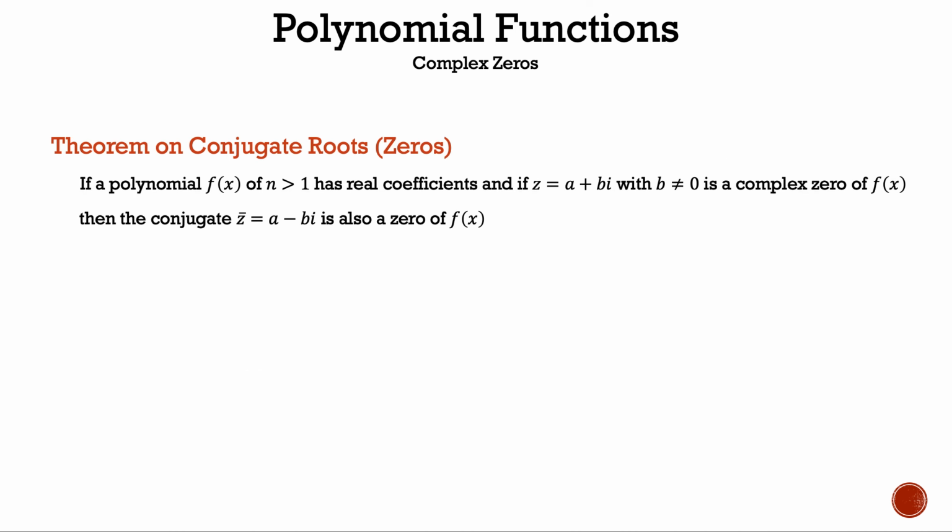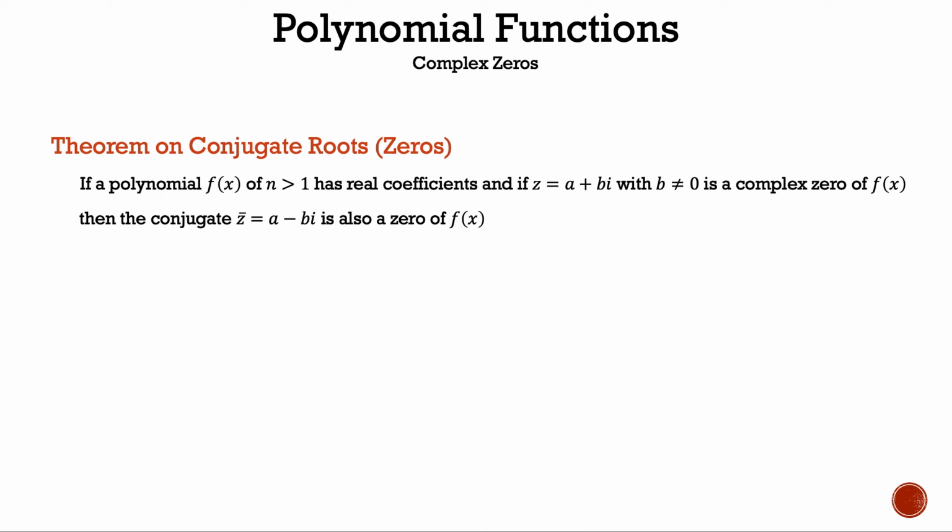Now, let's take a look at the theorem of conjugate roots, or zeros. If a polynomial f of x of degree n greater than 1 has real coefficients, and if z is equal to a plus bi, with b not equal to 0, is a complex zero of f of x, then the conjugate z is equal to a minus bi is also a zero of f of x.